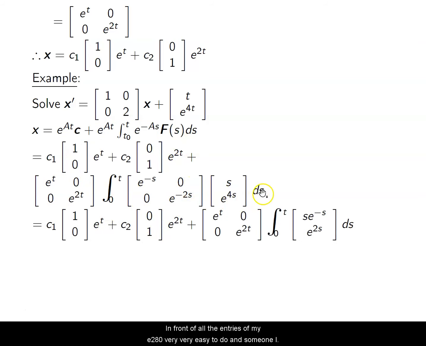And so when I multiply these out, I still have my first term here, my fundamental matrix, and then this is what I get when I multiply those together.